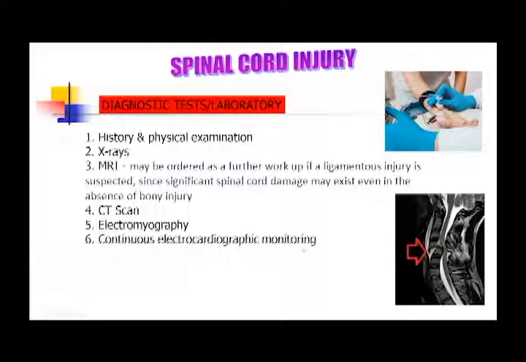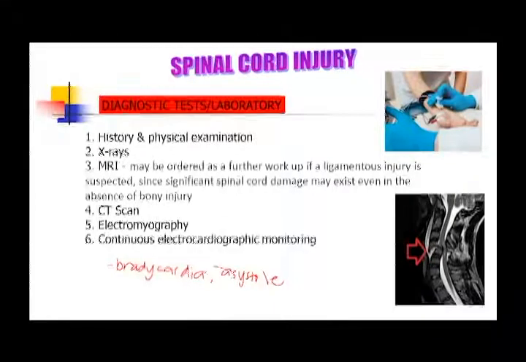So in this case, it's very important to note the following. We have what we call your bradycardia. So ECG is still done. Bradycardia and asystole. These two clinical manifestations or these two symptoms could now indicate spinal injury if there is bradycardia and asystole.